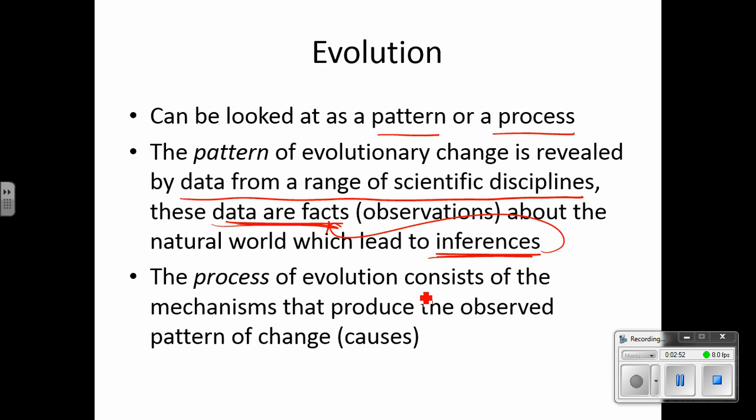The process of evolution consists of the mechanisms that produce the observed pattern of change. So this is what's causing it. The pattern is what we observe. The process is what is causing that to happen.